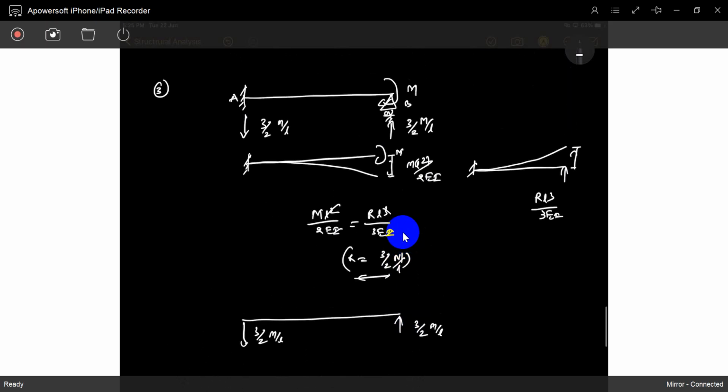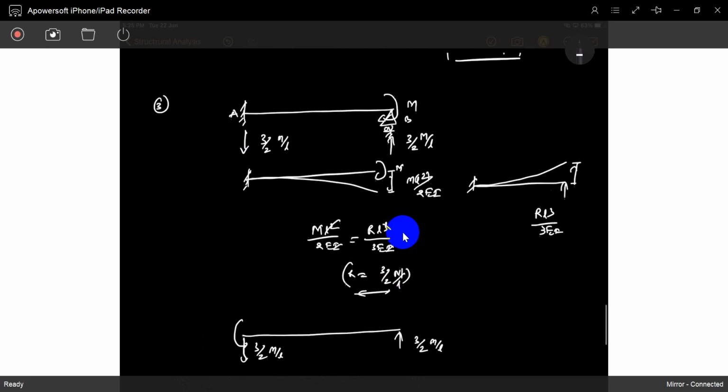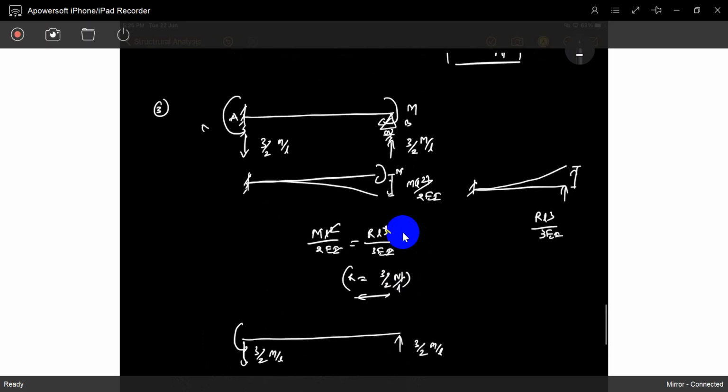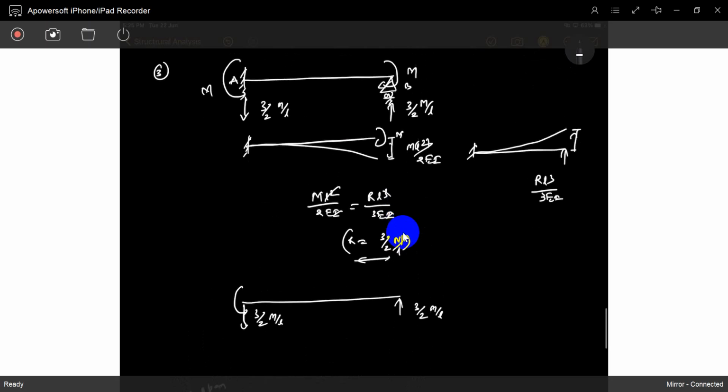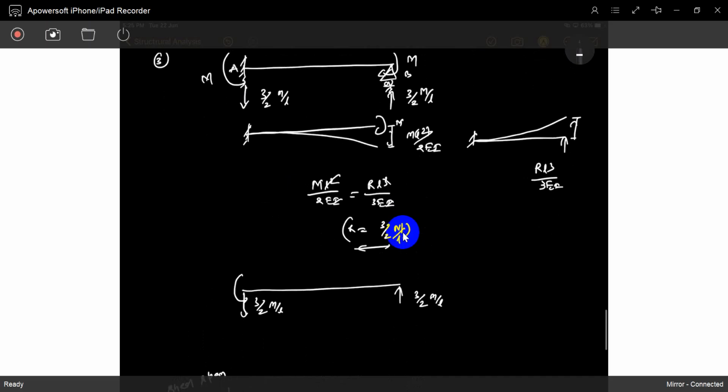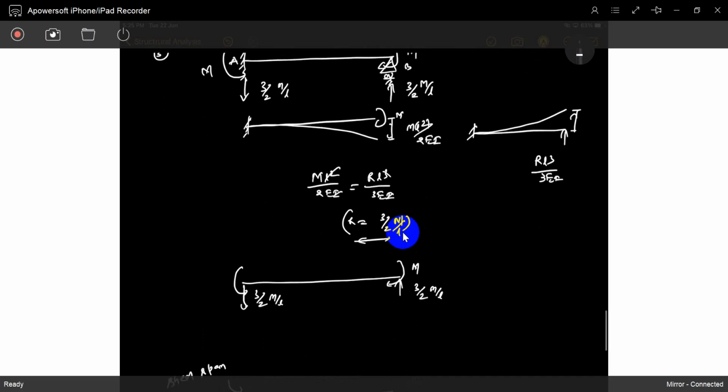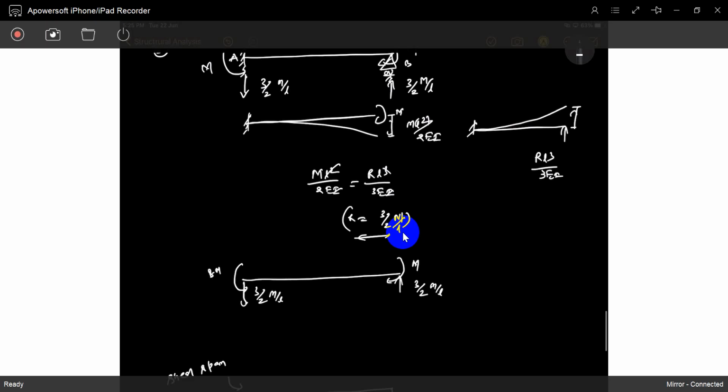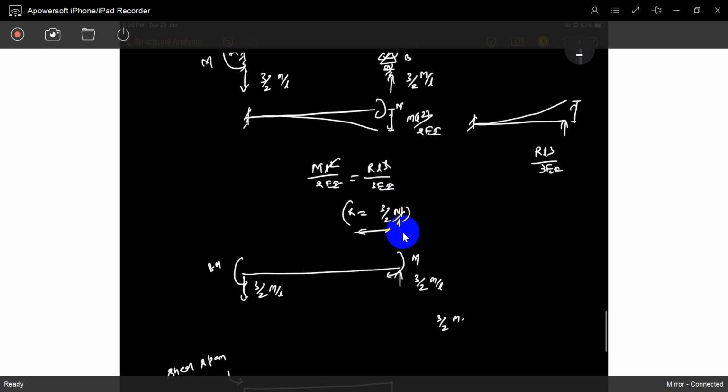What is the bending moment here? Some bending moment is there, right? Just write it. Now it has M moment, a concentrated M. What is the bending moment here? So write 3 by 2 M by L, and multiply with L. This is L. I said that the moment at A is equal to 0.